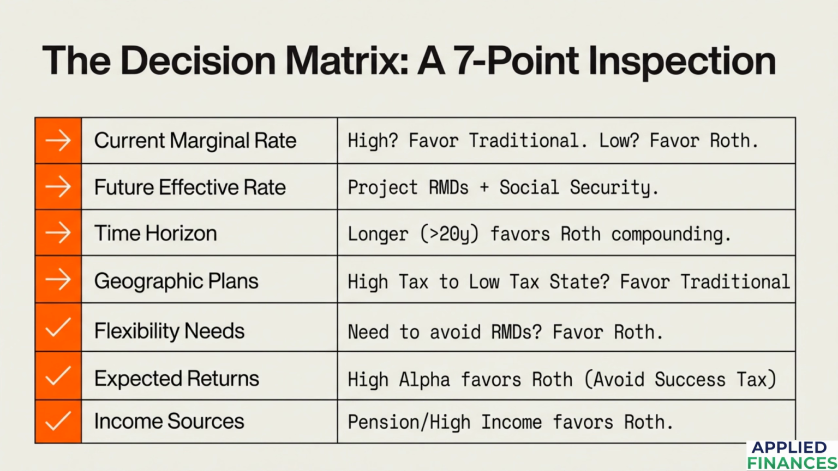make Roth more attractive. By running through this matrix, you can see which direction the data is pointing for your specific situation. This inspection turns a complex emotional decision into a logical and systematic process. It ensures that every aspect of your financial life is working in harmony to produce the best possible after-tax outcome.